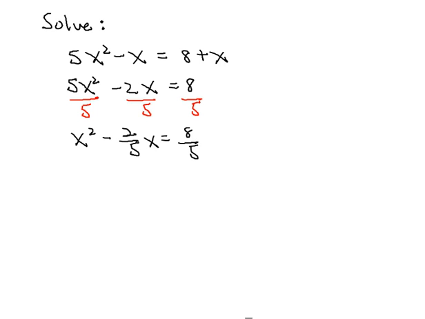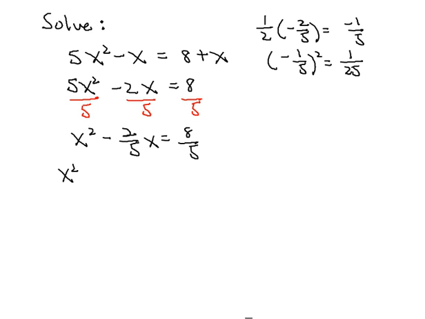Now, if we come up here and decide what we need to add to complete the square, we're going to take 1/2 the coefficient of x, which is negative 2/5. That will simplify to negative 1/5. Then if we square that, negative 1/5 squared will then become 1 over 25. So that's what we need to add to complete the square.